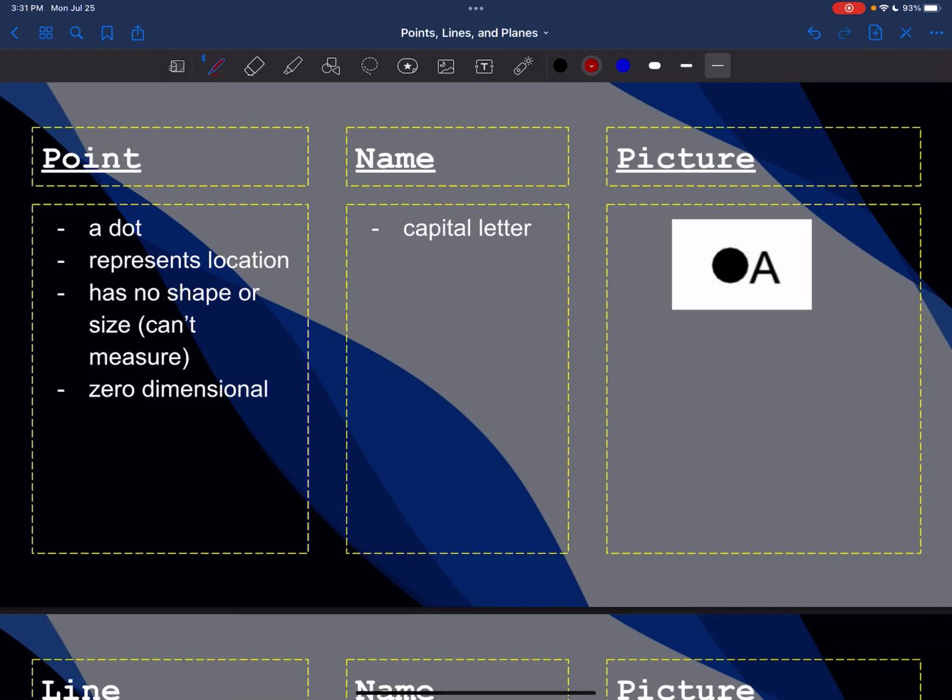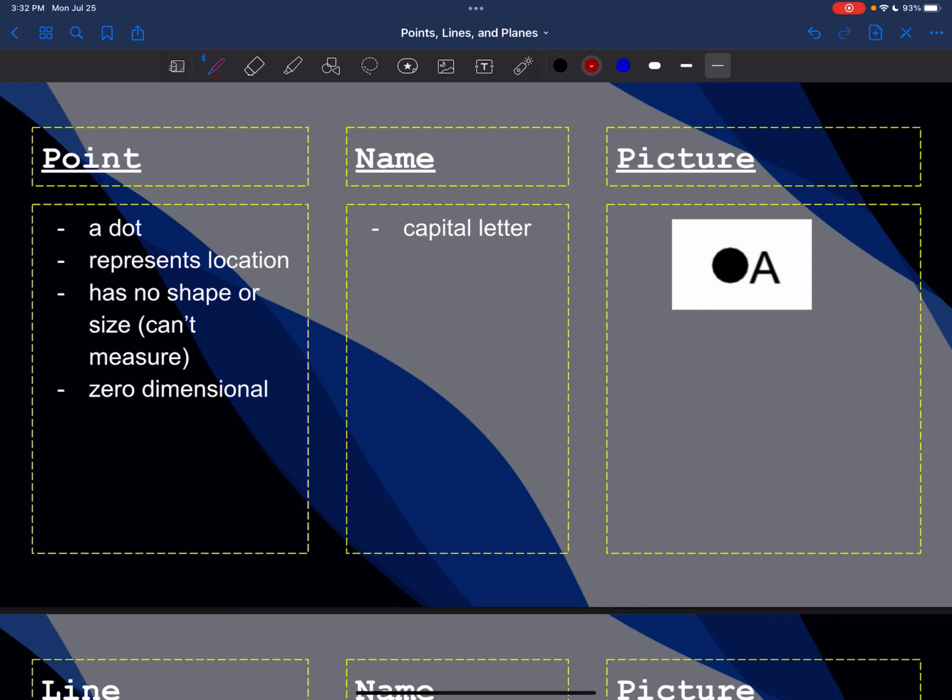A point is a location. It is a dot that you physically cannot see unless you draw it or create it. It has no shape, it has no size. That means you cannot measure it. And it's also zero dimensional. I'll explain what I mean by dimension later on in the slides.